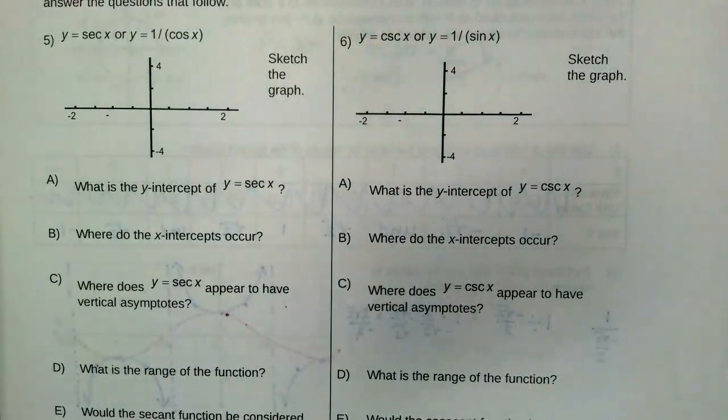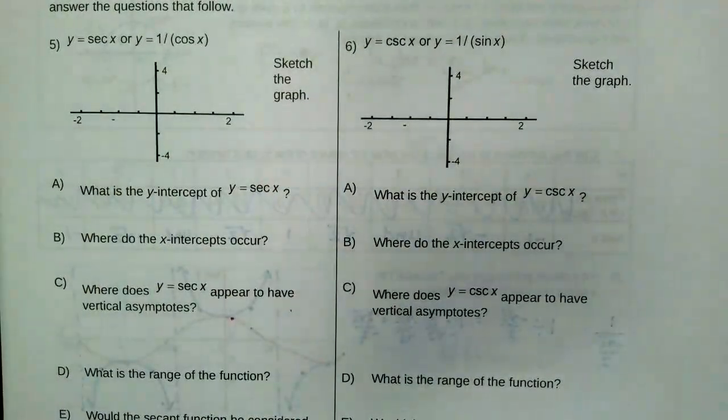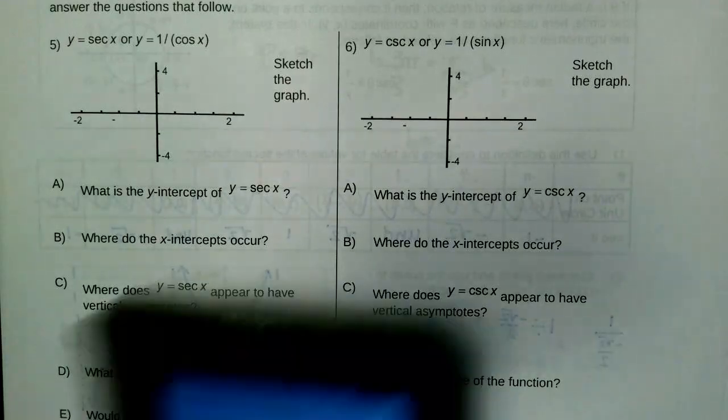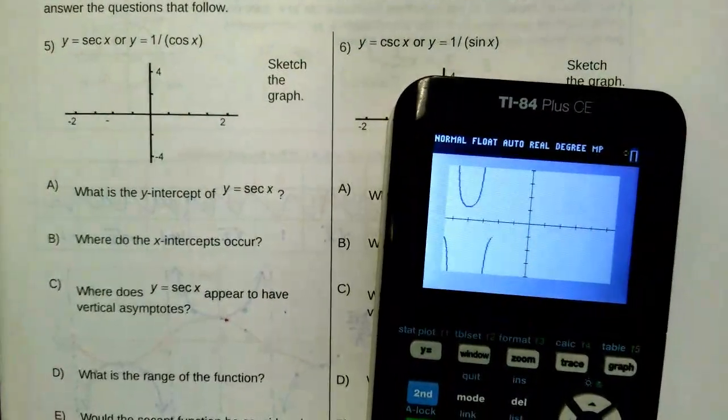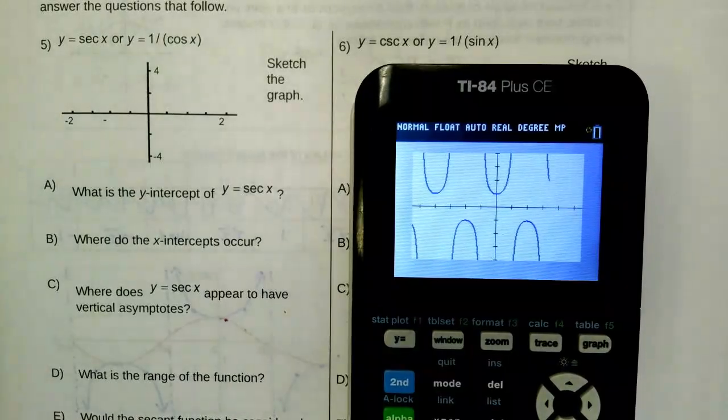I'm going to plug it into the calculator. So remember, since we don't have a secant and cosecant button, it tells you how to do it. 1 over cosine x will give us secant. It says it up at the top. I want to go 1 over cosine. There's no secant button. Okay, so it looks like that.